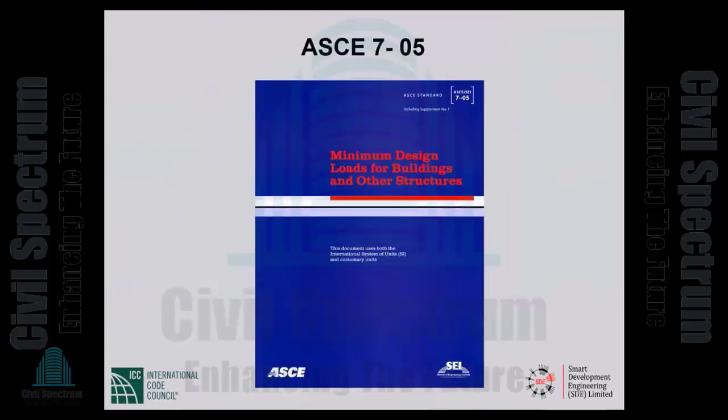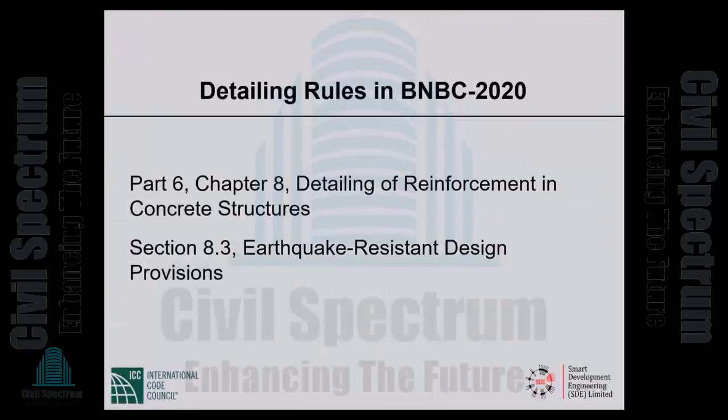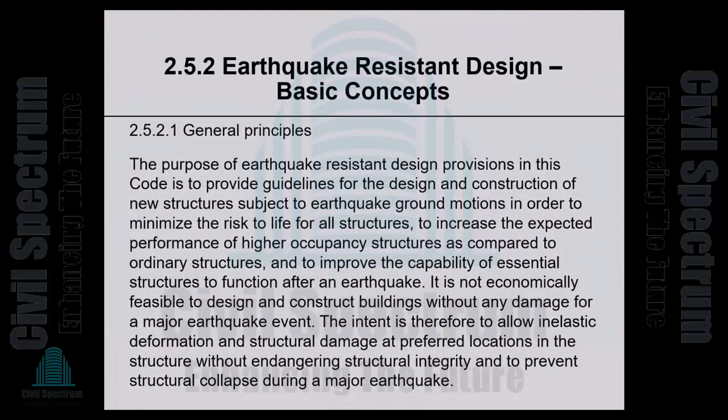Okay, so BNBC 2020 is spelling it out up front. The intent is therefore to allow inelastic deformation and structural damage at preferred locations in the structure without endangering structural integrity and to prevent structural collapse during a major earthquake.